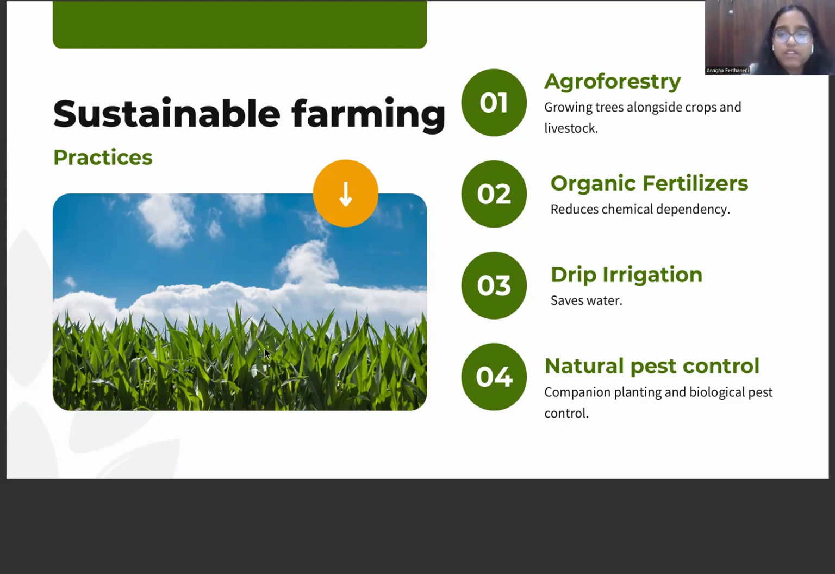And then we have natural pest control. We can do companion planting and biological pest control. Many animals actually eat some pests, so bringing them into our farming practices would make our integrated farming a bit better and also sustainable farming.